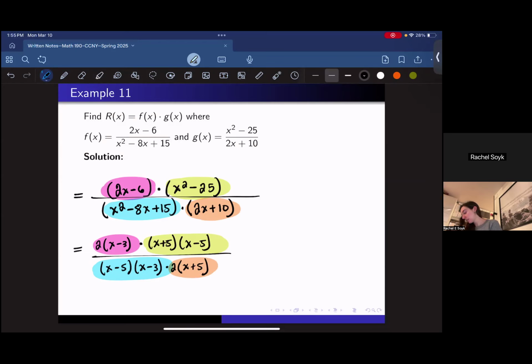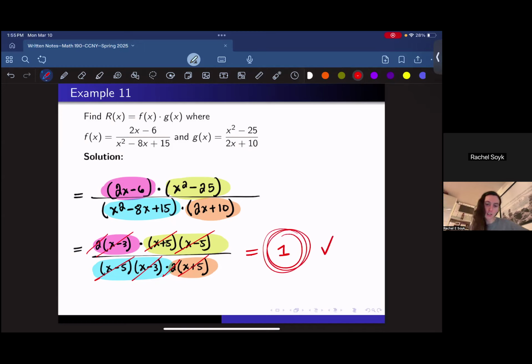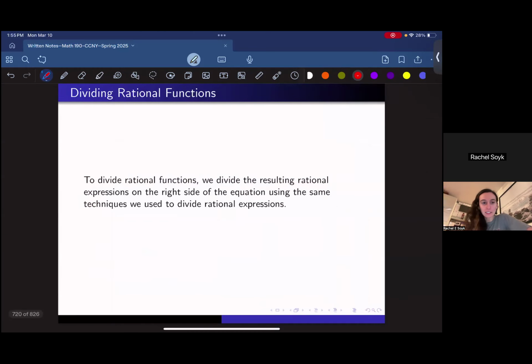So let's see if any things cancel out from the numerator and denominator. We have an x minus 5 in the numerator as well as the denominator, so that cancels out. We have an x plus 5 in the numerator as well as the denominator, so that cancels out. We have an x minus 3 in the numerator as well as the denominator, so that cancels out. And would you look at that, we have a 2 in the numerator and a 2 in the denominator, so everything cancels out, and we're just left with our final result, a beautiful solution of 1. I love when it works out like that.